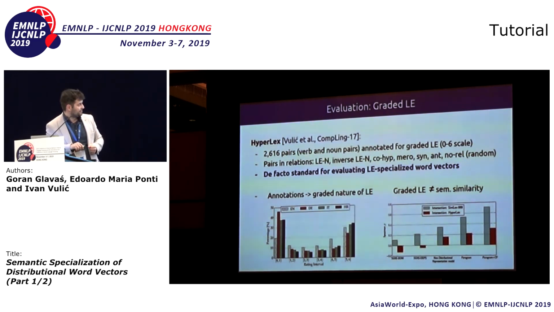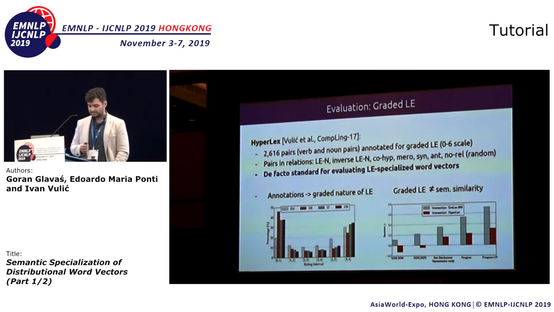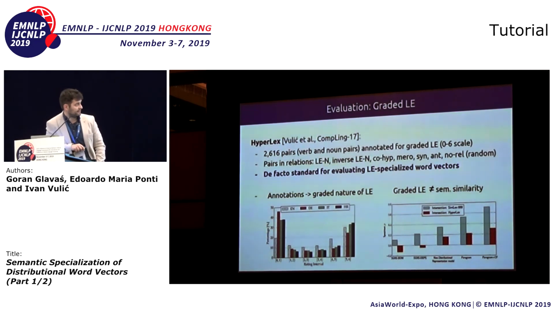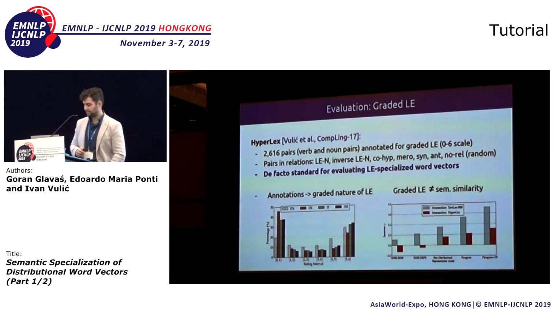But you can see from the distribution in English especially that while most of the scores are on the edges, like 0, 1, 5, 6, you have a decent amount of pairs where people graded something in between, like a score of 3 or 4. So it is a graded relation. And this is just to show that graded lexical entailment is quite different from semantic similarity. So there is this hierarchy or dimensionality component, and the correlation is pretty low with the semantic similarity scores.